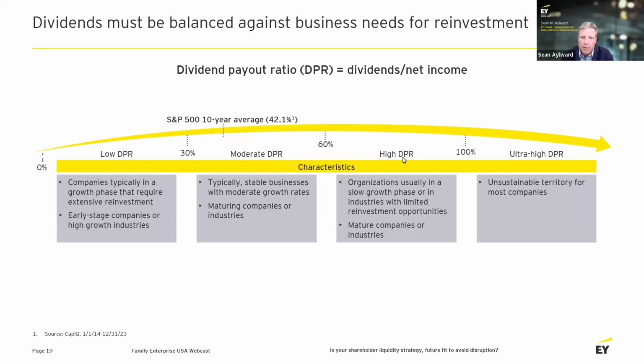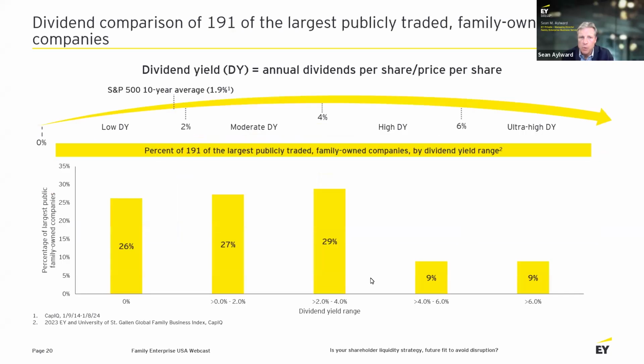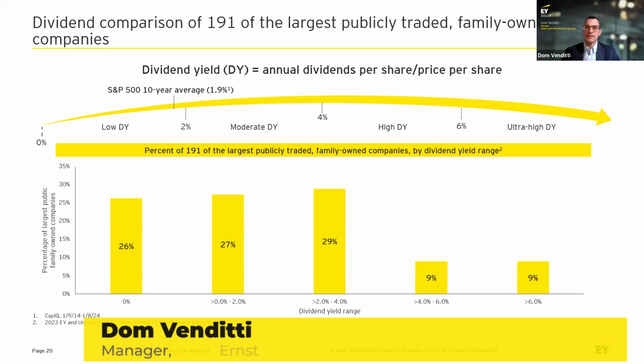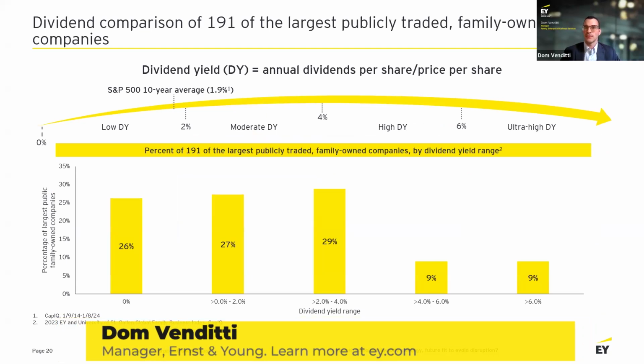So we have a second benchmark we typically use as well. Can you tell us about that, Tom? Sure. Second benchmark is the dividend yield, calculated as the annual dividends per share divided by price per share. Similar ranges we showed here: low, moderate, high, ultra high. So the low end being 0 to 2%, moderate 2 to 4, high 4 to 6, and ultra high anything typically greater than 6%.